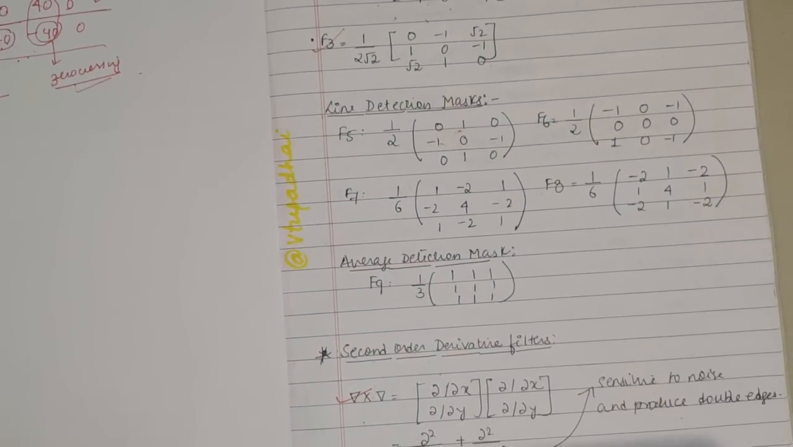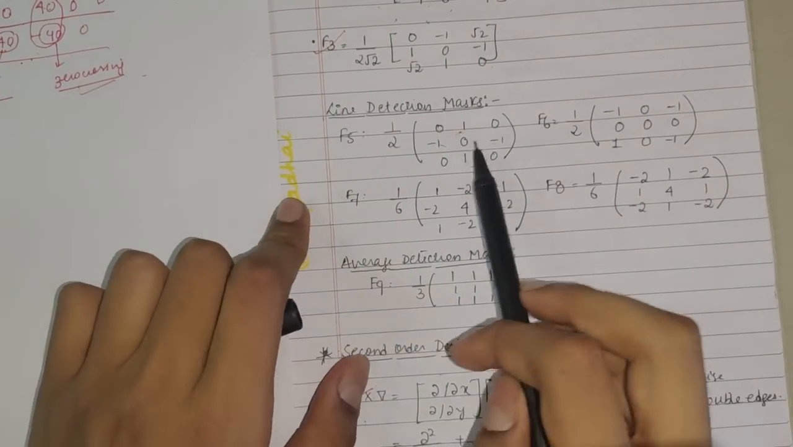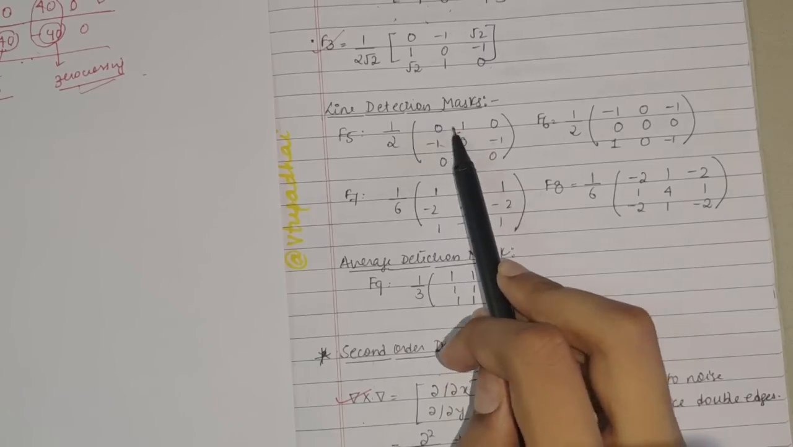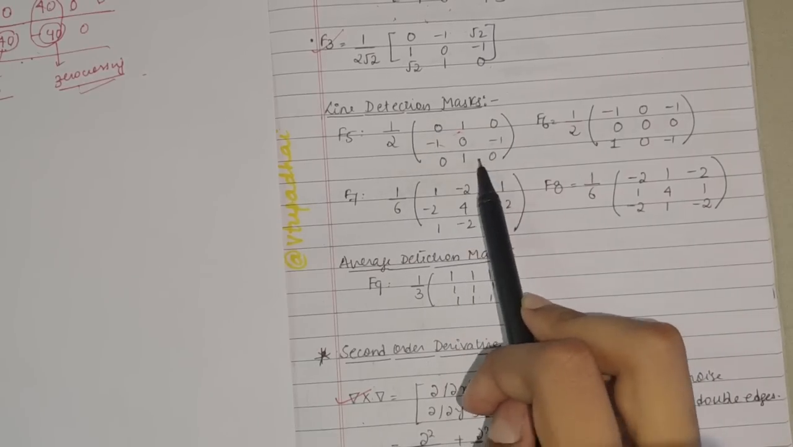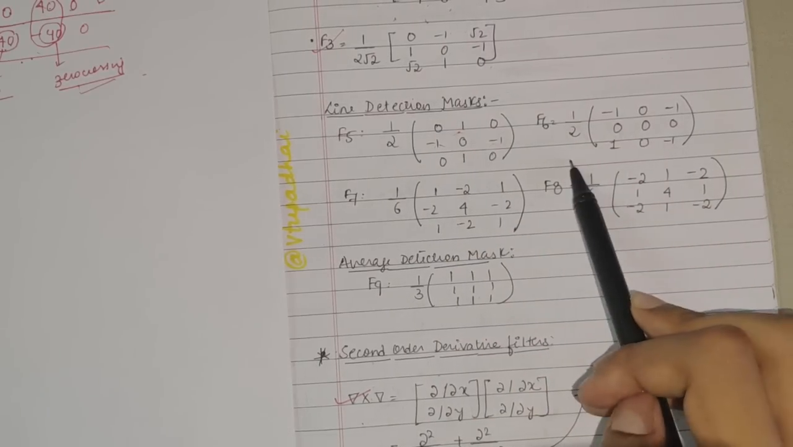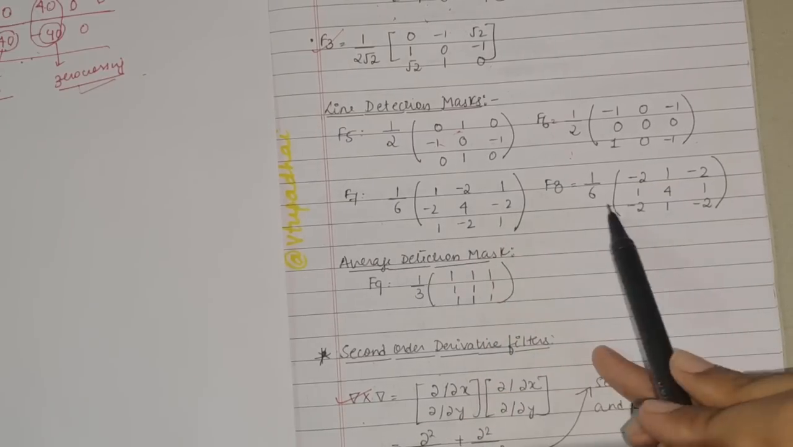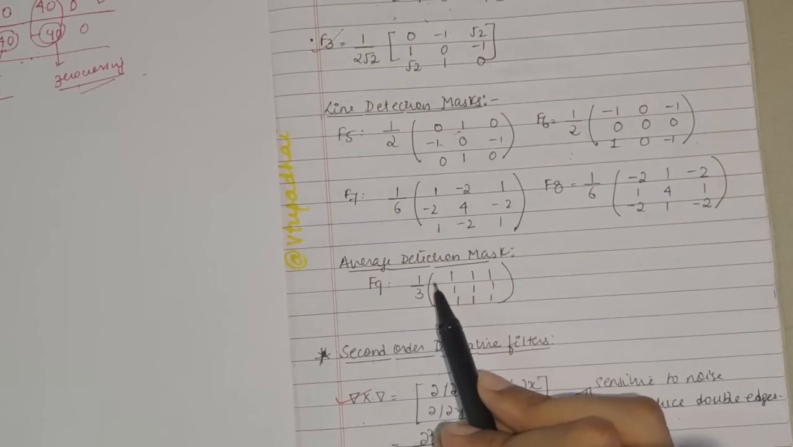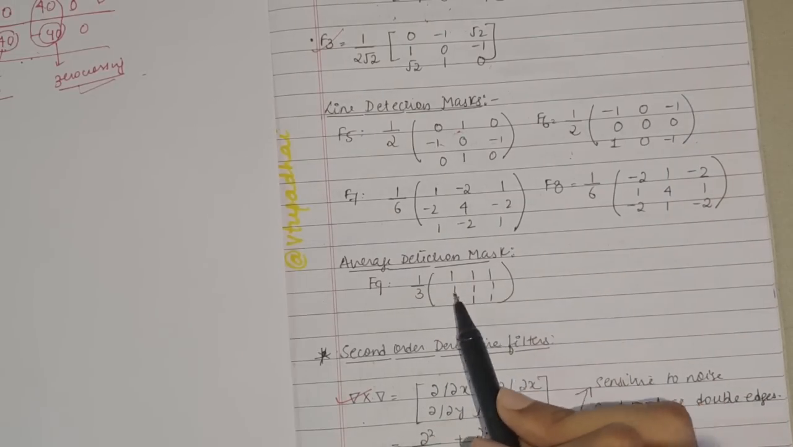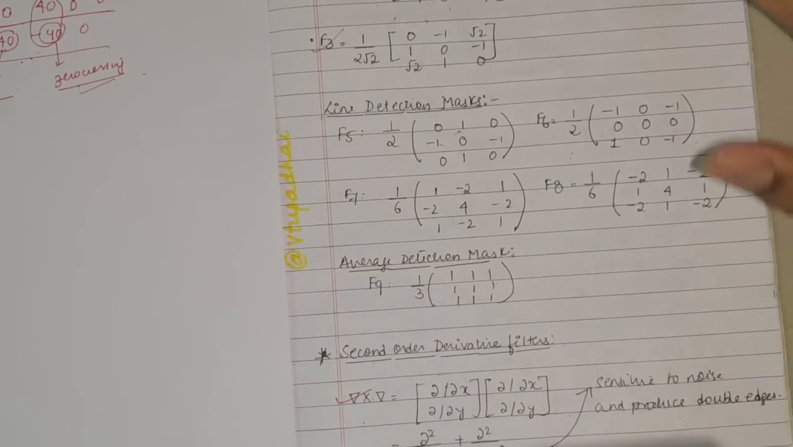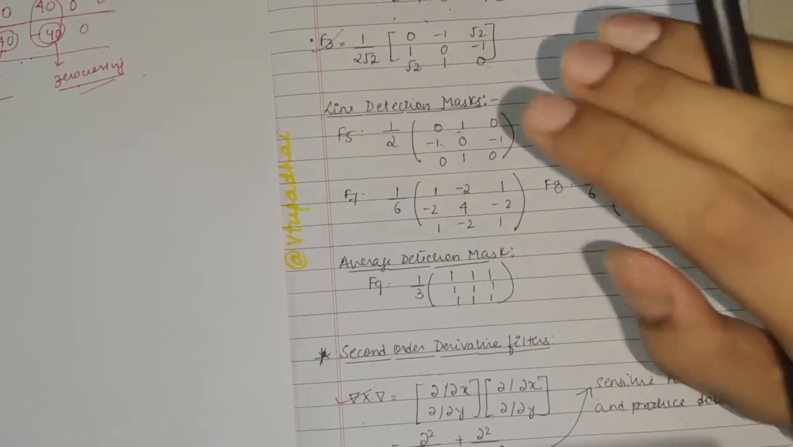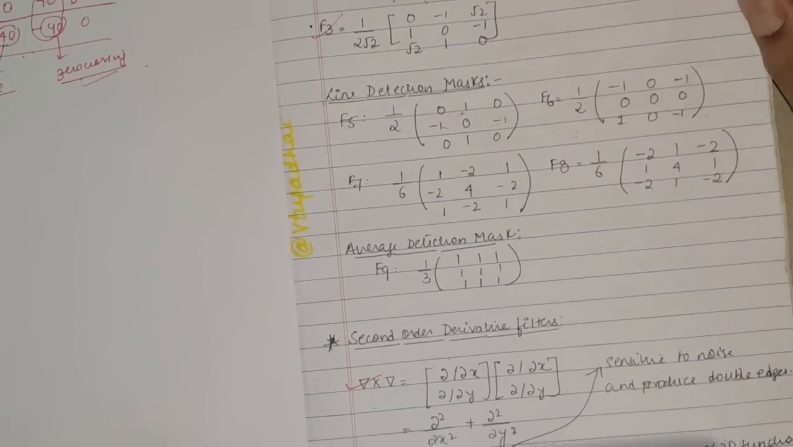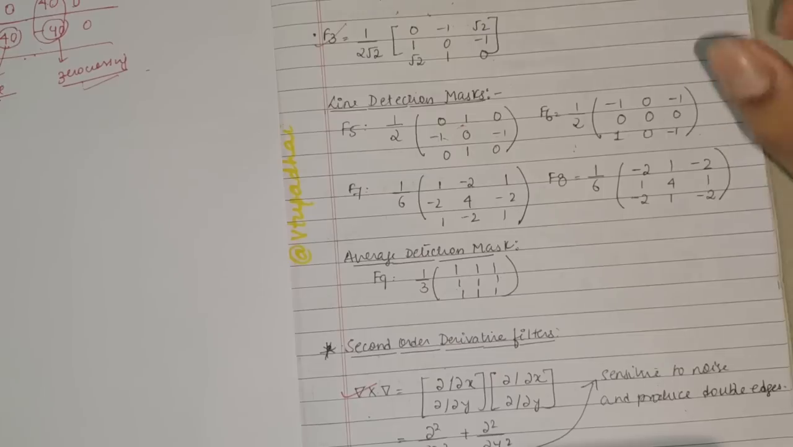Same for line detection, also 1 by 2. This is the format to represent it: 0, 1, 0; minus 1, 0, minus 1; 0, 1, 0. f6 will be represented as this matrix, f7 by this, f8 by this. Then for the average detection mask, you are just taking the average of all, that is 1 by 3 of 1 1 1 1 1 1 1 1 1. So just remember all these matrices, guys. There is no proper derivation or expression required for the exam.